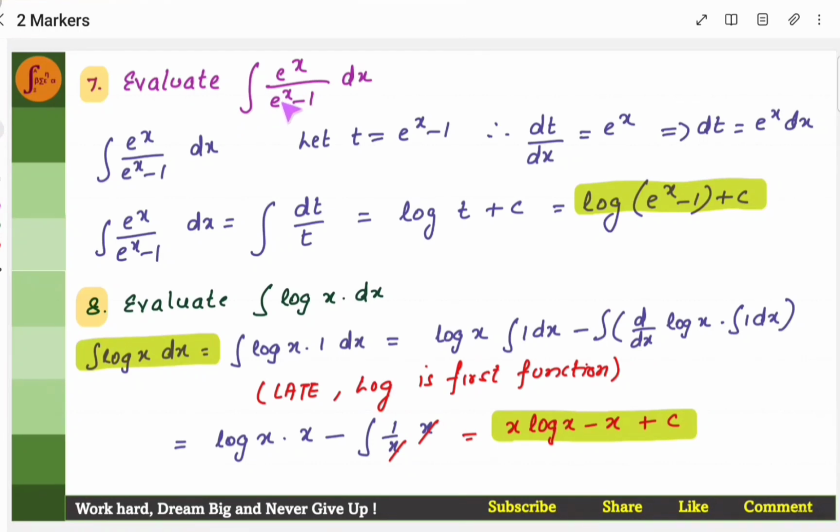Yet another problem. Here again, the derivative of e to the power x is e to the power x itself. Same case. So assume that t is e to the power x minus 1. Find the derivative and you'll get dt. Substitute dt here and t here.